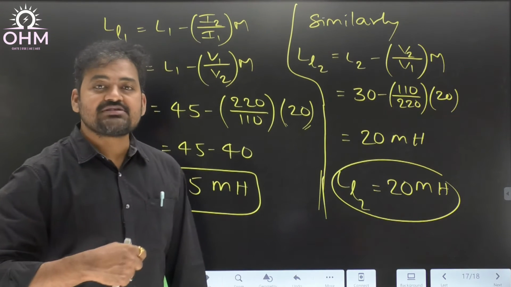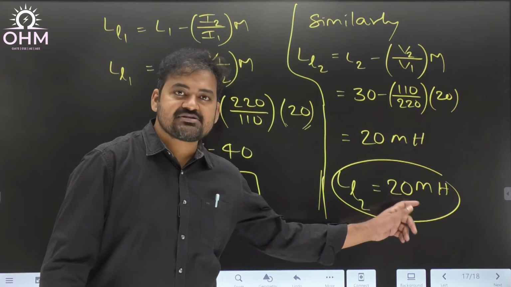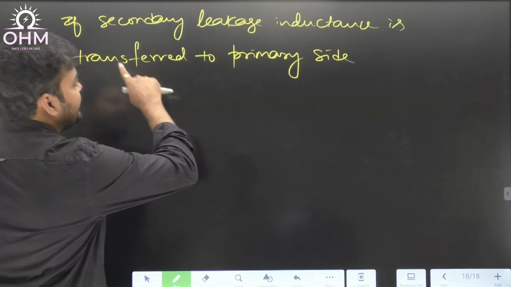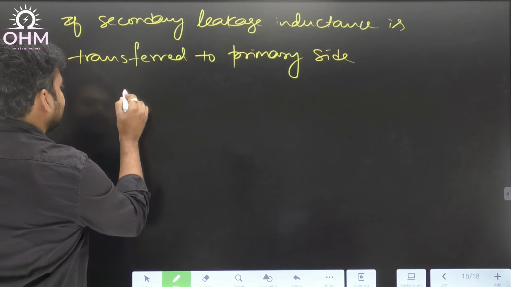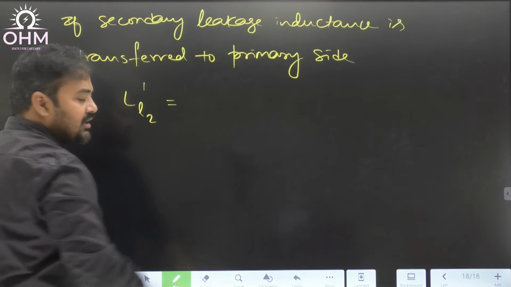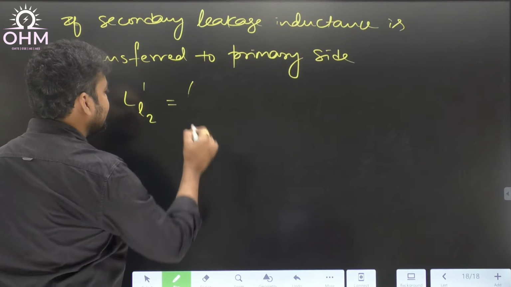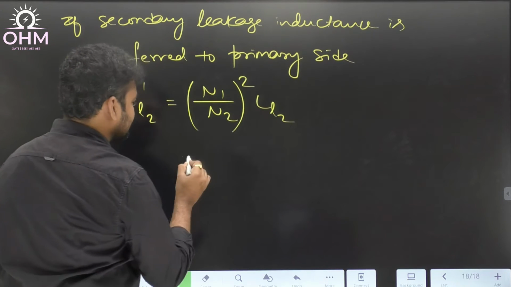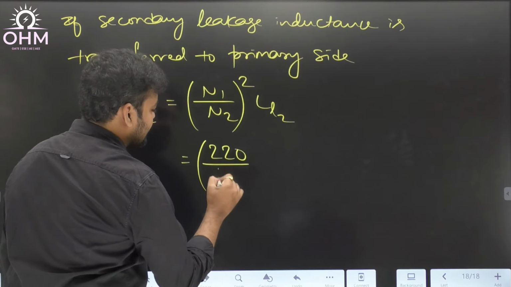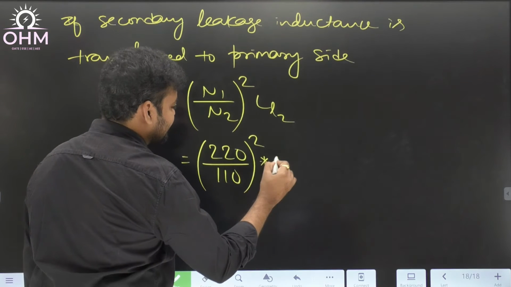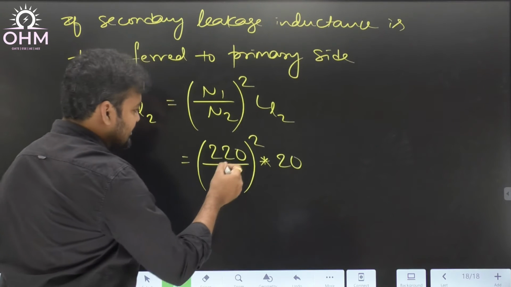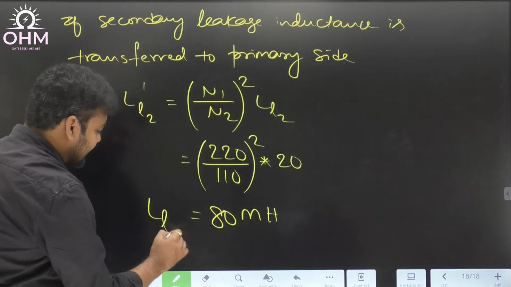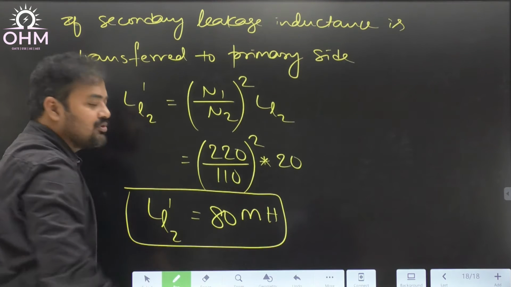But in the question, we are asked to find out secondary leakage inductance referred to primary side. Therefore, we have to transfer secondary leakage inductance to primary side. That is L2 dash. As we are transferring to primary side, it will be N1 by N2 whole square times L2. That is 220 by 110 whole square times 20. So it is 4 into 20, that is 80 millihenry. This is secondary leakage inductance referred to primary side.